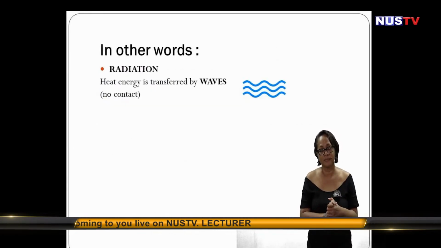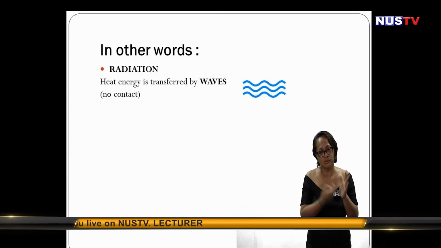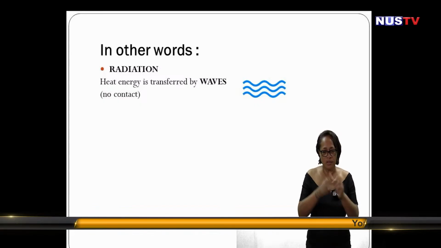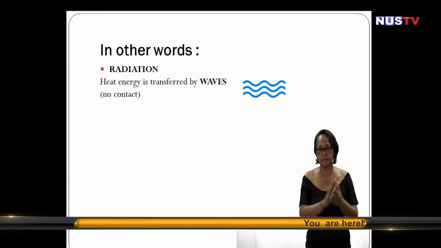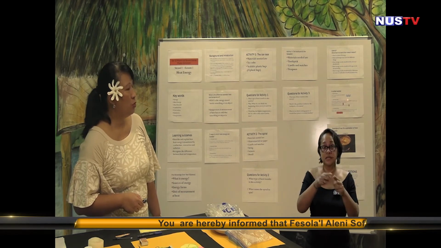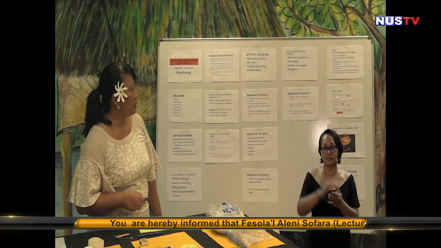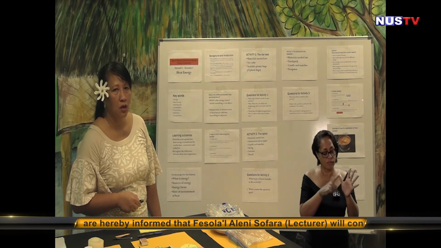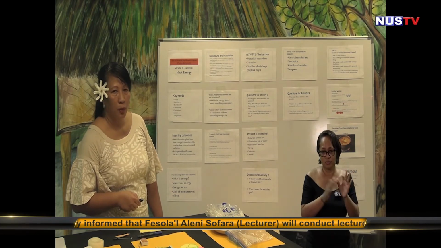In other words, radiation is associated with waves. Heat travels through radiation by waves. The sun rays are actually waves, and they travel through vacuum. That means there is no direct contact with the object that you are trying to heat up.